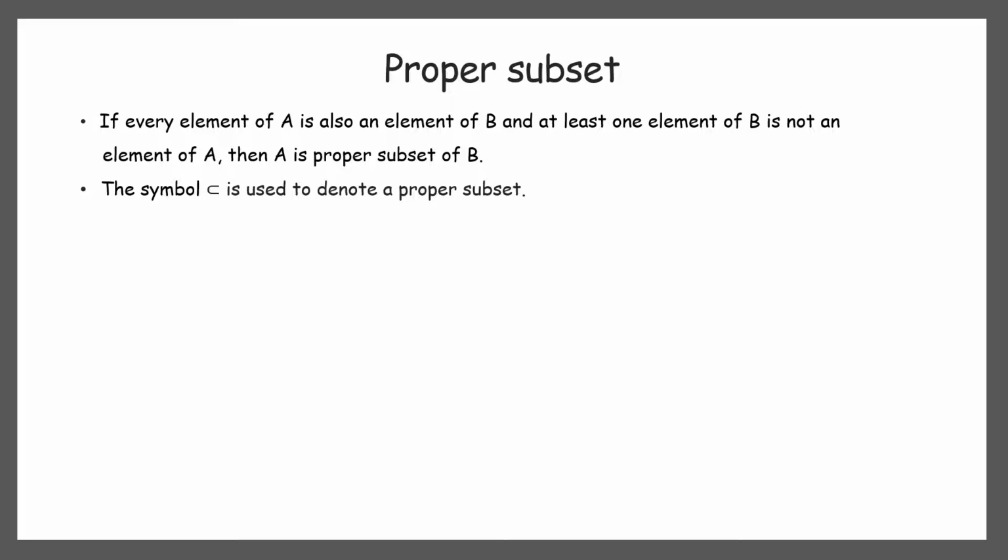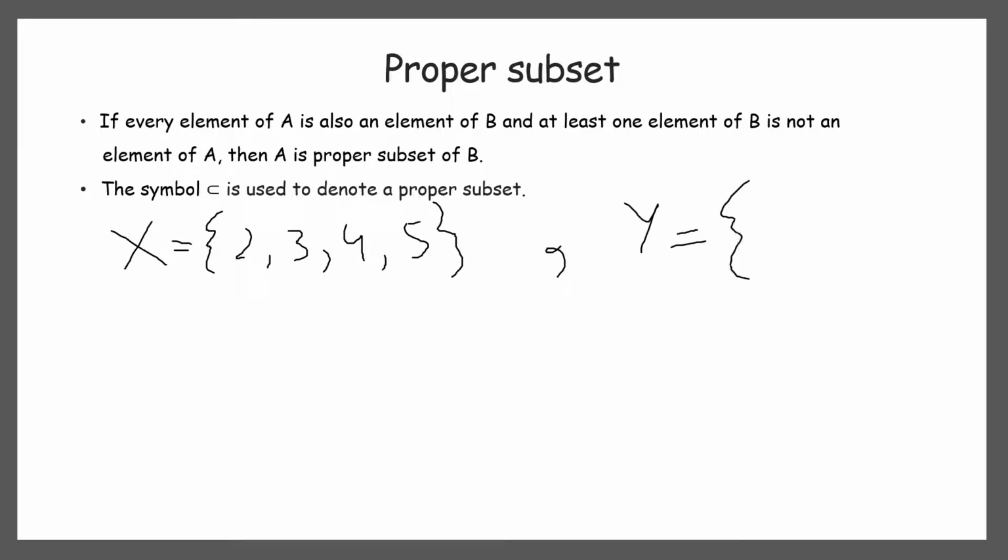I have a set, let's say a set X which contains 4 elements, 2, 3, 4 and 5. And let's consider another set Y which contains 2 elements, 3 and 4. Now each element of Y is present in X. It contains only 2 elements, 3 and 4, which are also present in X. But in X there are 2 more elements, which are 2 and 5, and these 2 elements, 2 and 5, are not present in Y.